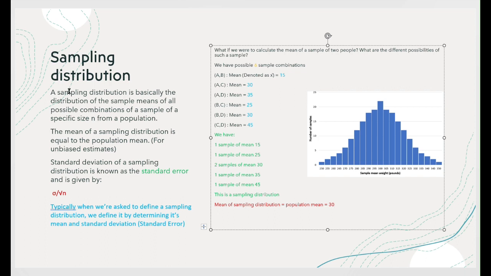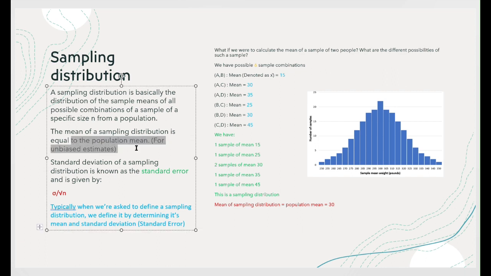So let's go over the definition real quick. A sampling distribution is basically the distribution of all the sample means of all possible combinations of a sample of a specific size n from a population. The mean of the sampling distribution is equal to the population mean for unbiased estimates. The standard deviation is also known. The standard deviation of the sampling distribution we just made is known as the standard error.